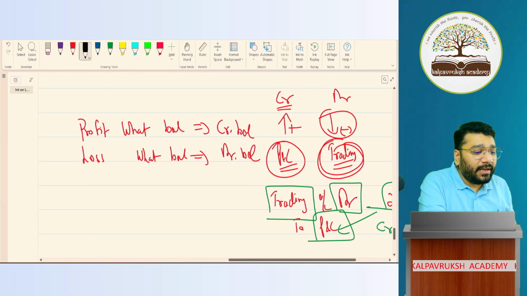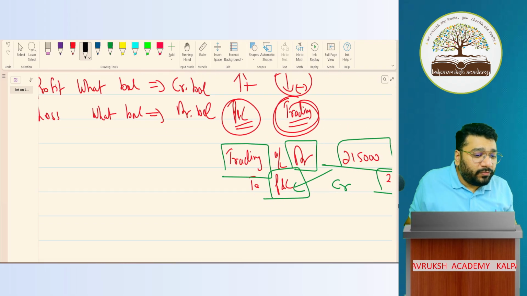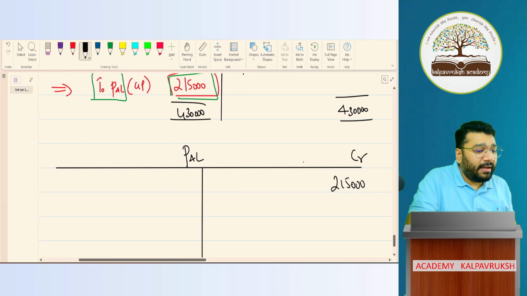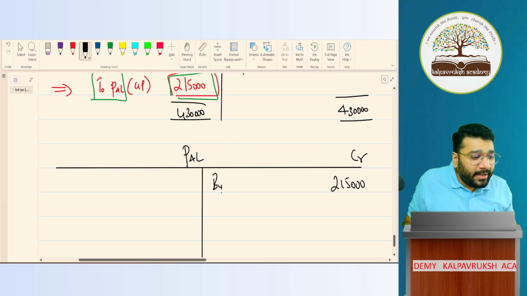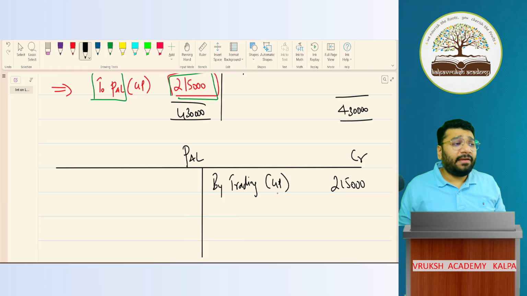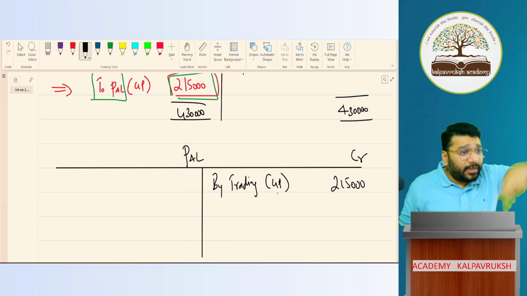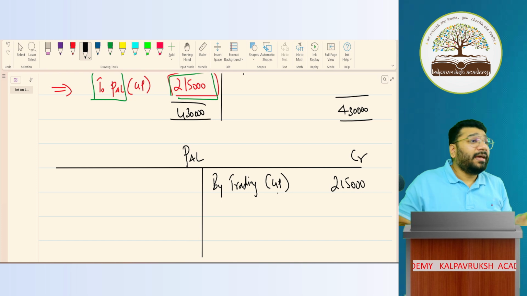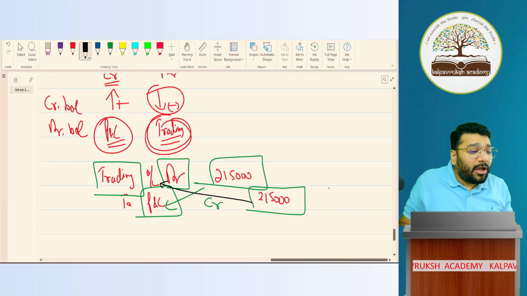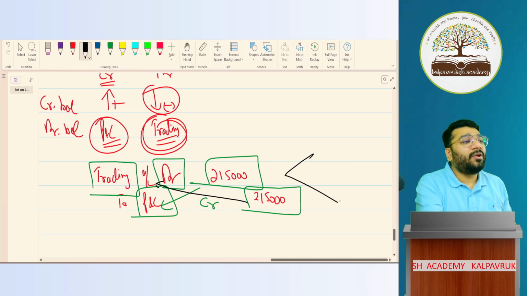Who's the opposite party now? Who's the opposite party for 215? Here, by trading account, in brackets, gross profit. Short. My teacher in 11th said, 'By gross profit, sir.' For that also, I gave a logic in 11th standard. If you want 'by gross profit' to come here, then this entry is there, no? This entry is split into how many parts? Two parts. What is the entry?